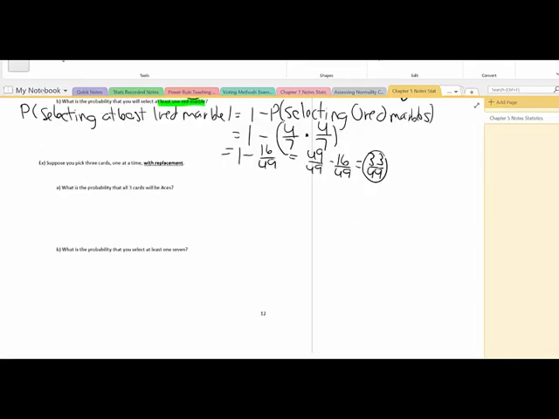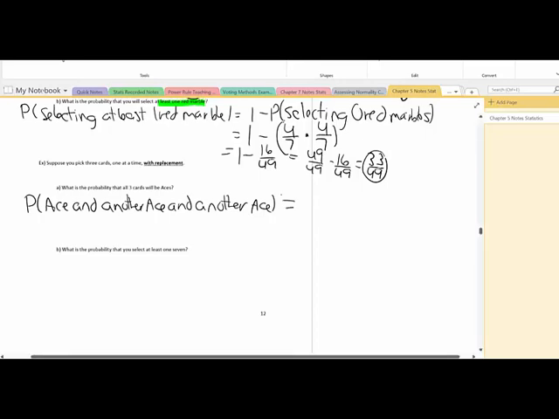Okay, now suppose you pick 3 cards, one at a time with replacement. And again, we're talking about playing cards. What is the probability that all 3 cards will be aces? So here's how I would write this out. So this is the probability of selecting an ace, looking at it, putting back in, and selecting another ace, looking at it, putting it back in, and selecting another ace.